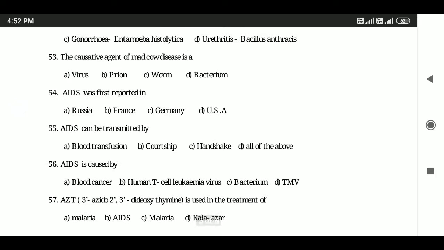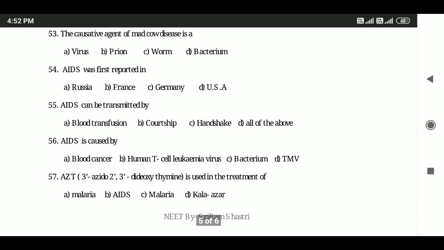AIDS was first reported in Russia, France, Germany, USA. The answer is USA. AIDS can be transmitted by blood transfusion, courtship, handshake, all of the above. Generally, it can be transmitted by blood transfusion directly, but courtship and handshake, we cannot say exactly; it's not such a contagious disease, but blood transfusion is surely the right answer.